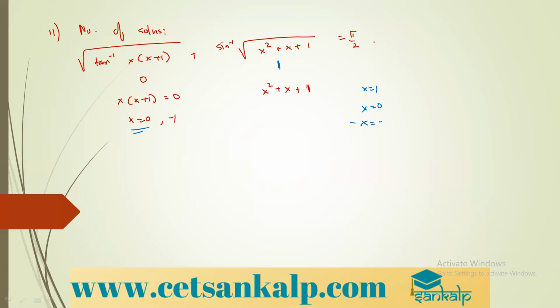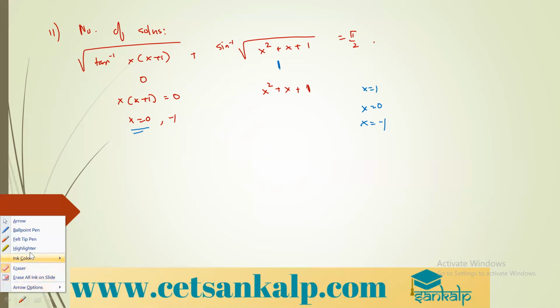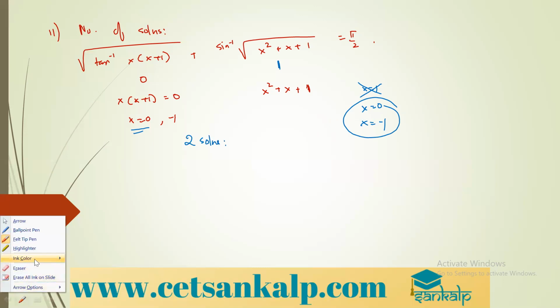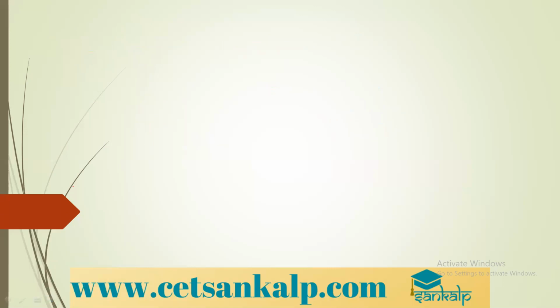I can put x equal to minus 1 also. If I put x equal to minus 1, then also x equal to 1 will not be satisfied. But x equal to minus 1 will be satisfied. So these two values. On the whole, x equal to 0, x equal to minus 1. Two solutions we can have. The number of solutions they're asking. So two solutions. So these are our shortcut methods you must know.